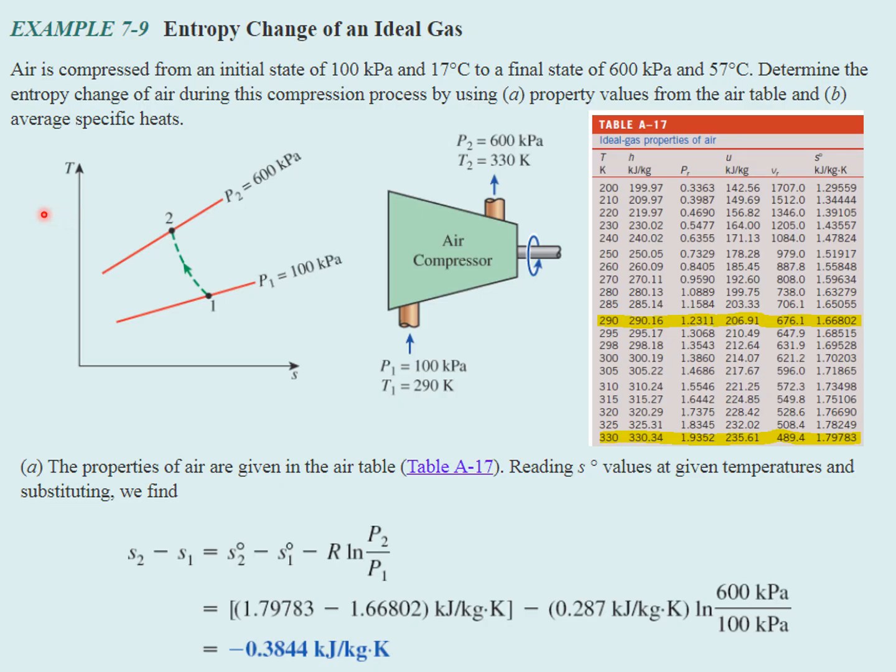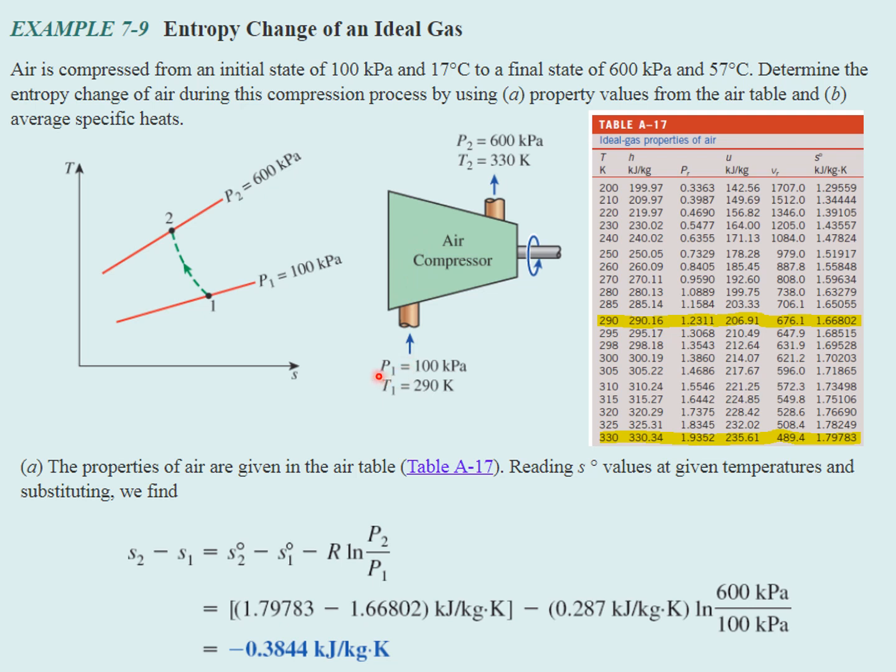So let's take a look at applying this approximation technique in example 7.9, entropy change of an ideal gas. Air is compressed from an initial state of 100 kilopascals and 17 degrees C to a final state of 600 kilopascals and 57 degrees C. Determine the entropy change of the air in this compression by two methods. We want to use the property values from the air table, and we want to use the average specific heat values.